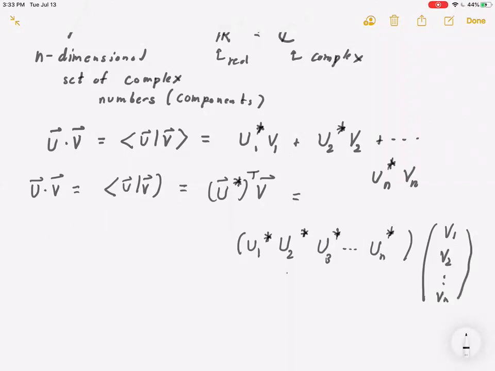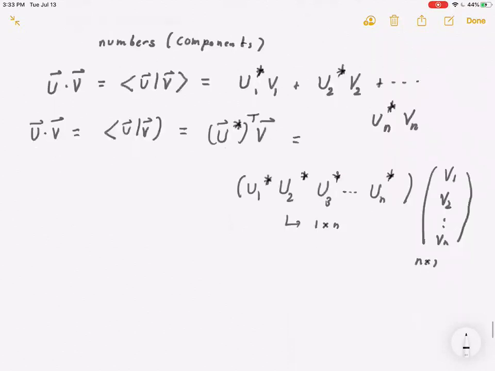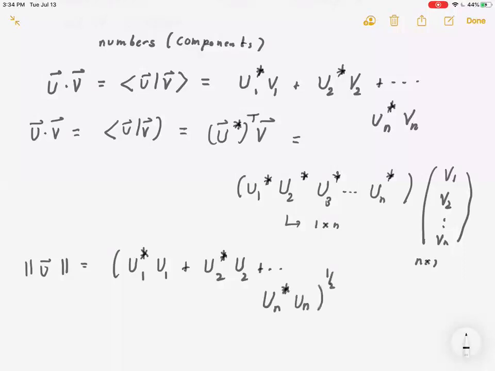Let's check the matrix multiplication. This creature on the left is 1 by n. This is n by 1. So that's going to give me a 1 by 1 matrix, or a scalar. And again, the norm of U is just going to be the complex conjugate of U sub 1 times U sub 1, plus the complex conjugate of U sub 2 times U sub 2, add all that up to the complex conjugate of U sub n times U sub n, and take the square root of this. And that's always going to be a real number.